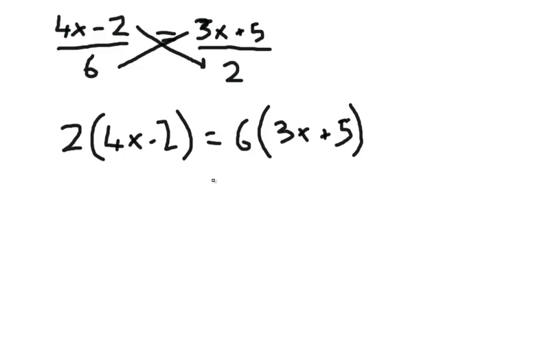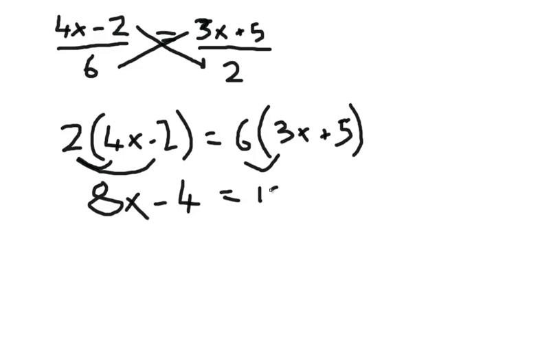Right, that's it now. Now you've just made life so much easier on yourself, it's just distributive law. 8x minus 4, remember 2 times 4x, 2 times negative 2, equals 18x plus 30. And that's it, you've done the distributive law.